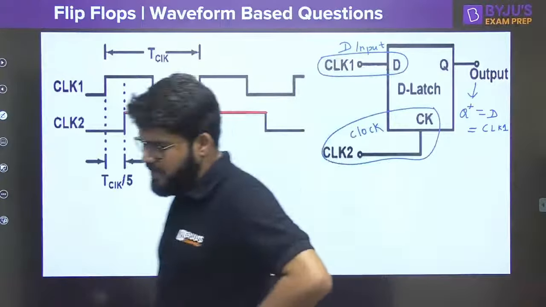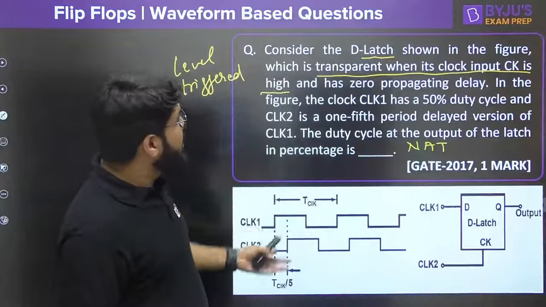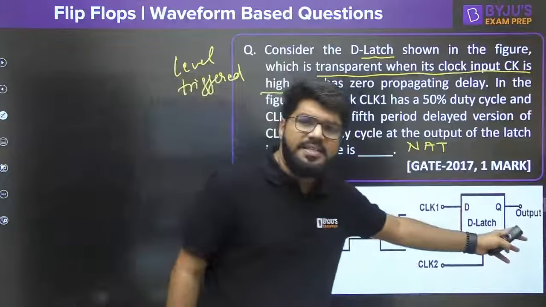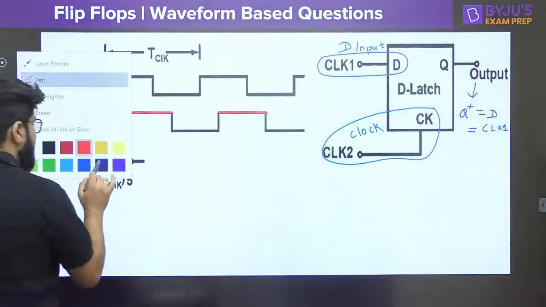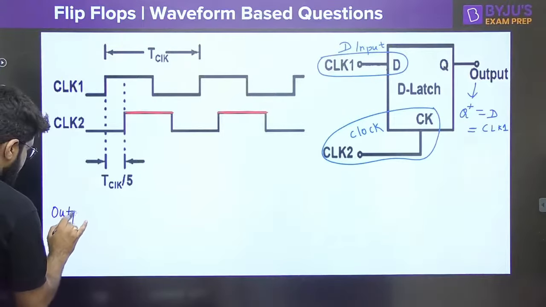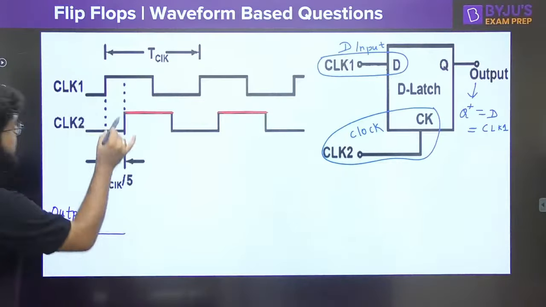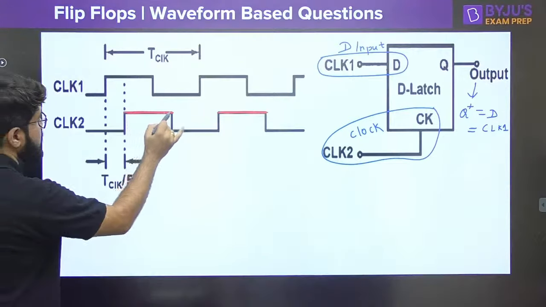Now, let's copy this. What is the initial output of the device? It may be mentioned, and even if it is not mentioned, by default it is reset. Any device will start from the reset state. So the initial output should be taken as 0. Let's take the output waveform here, which is initially 0, and it will remain 0 until this clock edge comes.